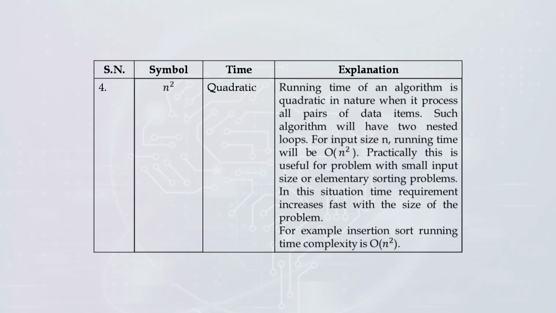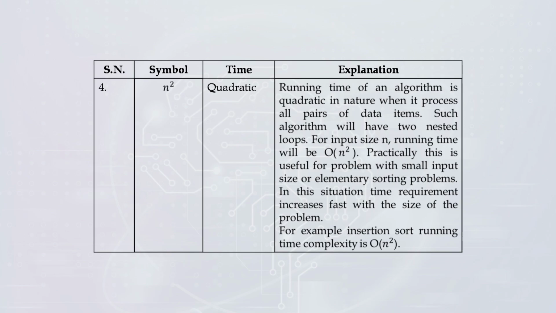Next is quadratic. The running time of an algorithm is quadratic in nature when it processes all pairs of data items; such an algorithm will have two nested loops, one outer loop and one inner loop. In this case, if the outer loop executes n times and the inner loop also executes n times, then any statement within the inner loop gives quadratic, or n square, time complexity for input size n.